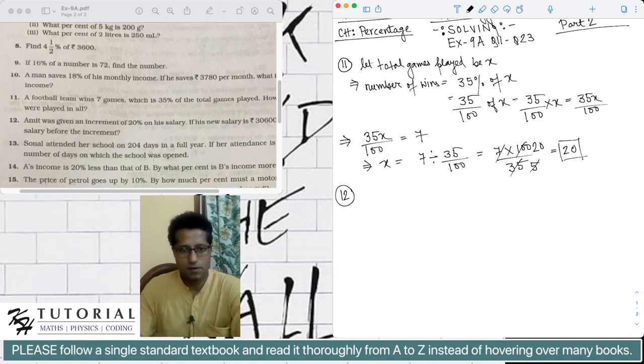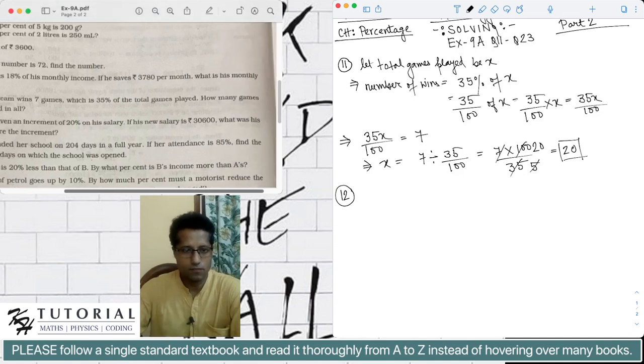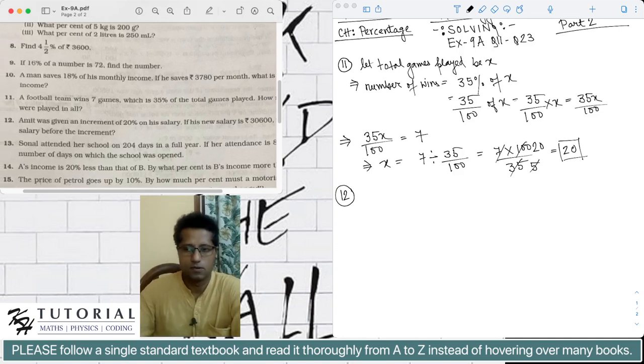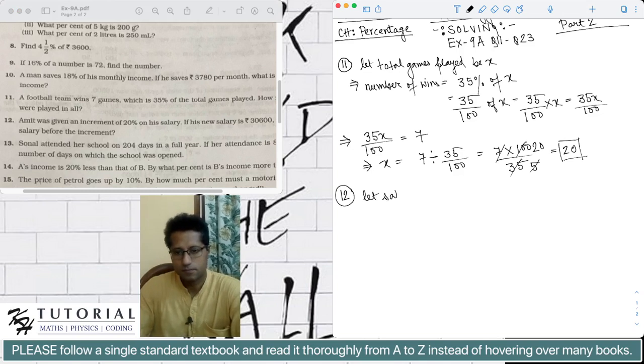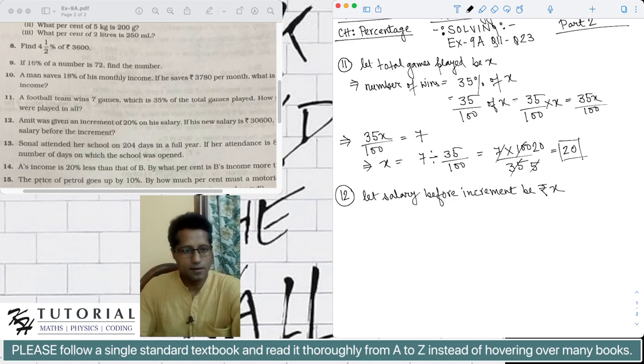Amit was given an increment of 20% on his salary. If his new salary is 30,600, what was his salary before the increment? Whatever quantity the problem asks, the standard way is to assume that quantity to be the unknown variable. So let the salary before increment be rupees X.